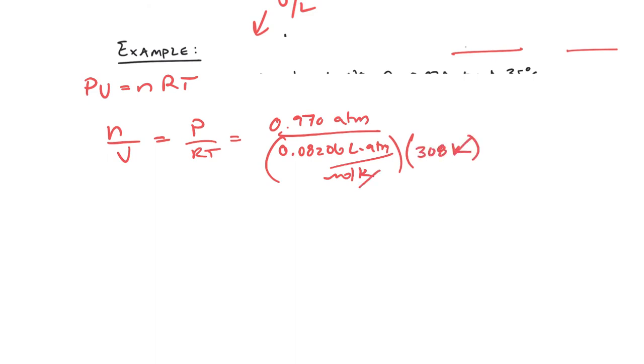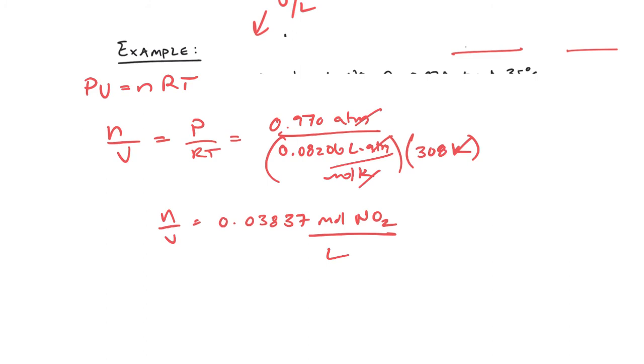So the Kelvins cancel, the atmospheres cancel, and I'm left with 1 over liters per mole, which turns into moles per liter. So n over V in this case is equal to 0.03837 moles of NO2 per liter. Okay, so I need to get this moles of NO2 per liter to grams. How do I go from moles to grams?